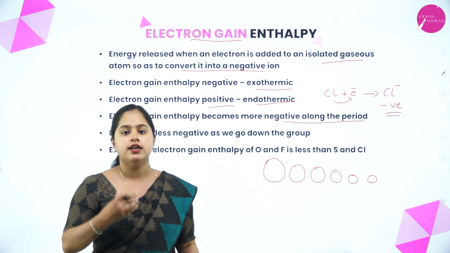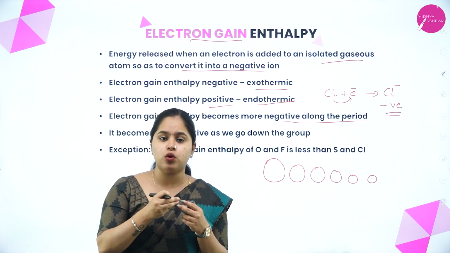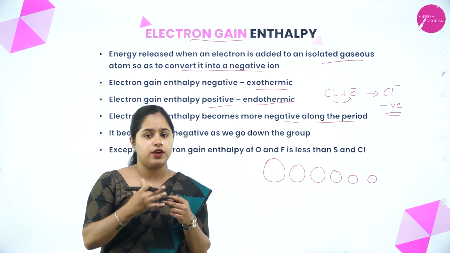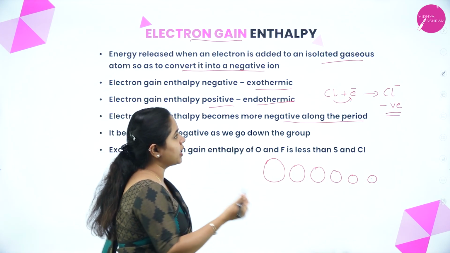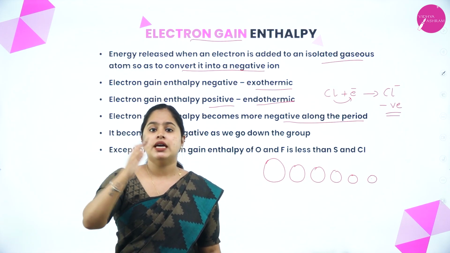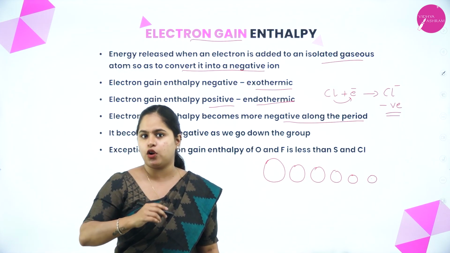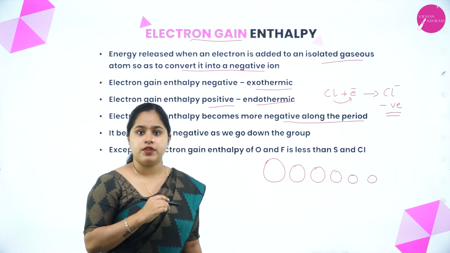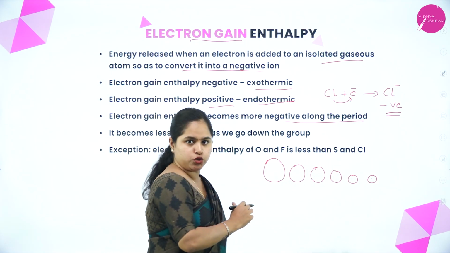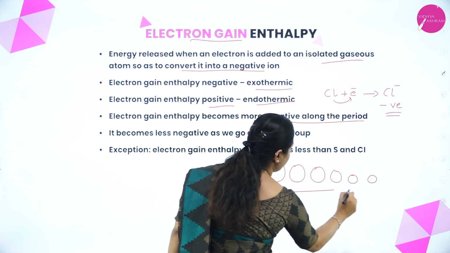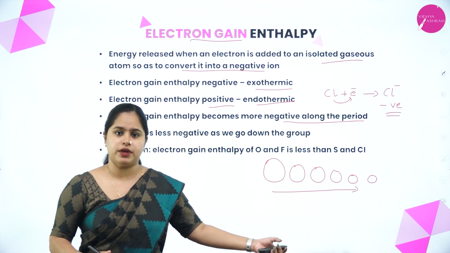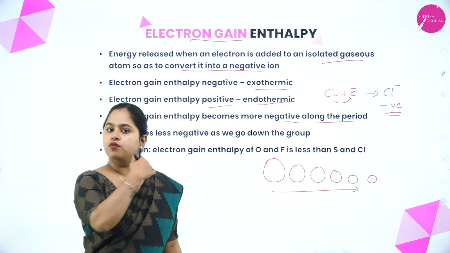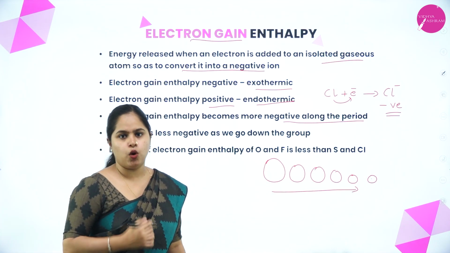We already know that. So now the attraction between the nucleus and the electron will be very, very strong, that is, they are very close to each other. So what is electron gain enthalpy? It is the energy released when an electron is accepted. So easily an electron can be accepted as we move from left to right. So as we move from left to right, that is along the period, yes, the negative value will keep on increasing. I hope it is clear.